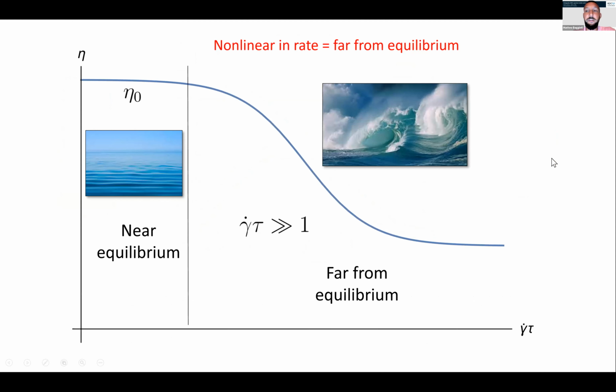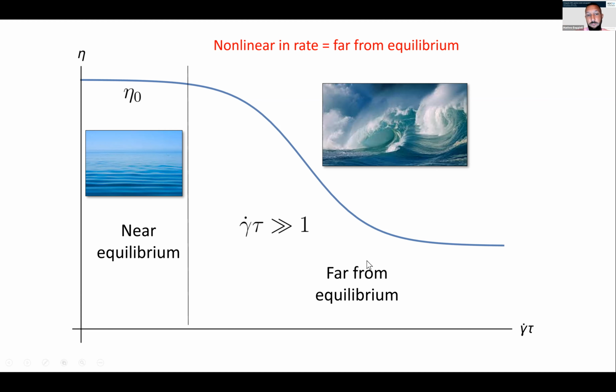And one important thing to notice is that in this context, you see that the external source that I'm actually applying is a rate. So this means that if I increase this rate, not only am I going into the realm of nonlinear response, but I'm also going into the realm of far from equilibrium. What I mean by equilibrium, of course, is that the gradients are kind of small. This is the usual assumption that we make in hydrodynamics when we do a perturbative expansion in gradients.